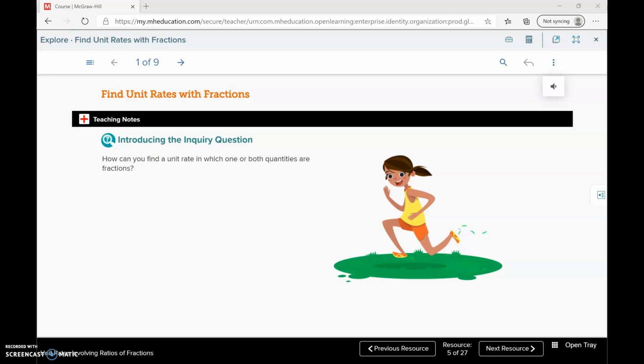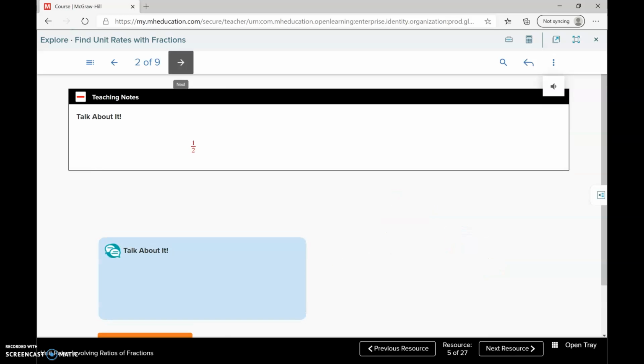Welcome back to part 2 of finding unit rates with fractions. We are going to look at the bulk of this right now. So how do we find them? Let's go exploring. What do we do when one or both quantities are fractions?